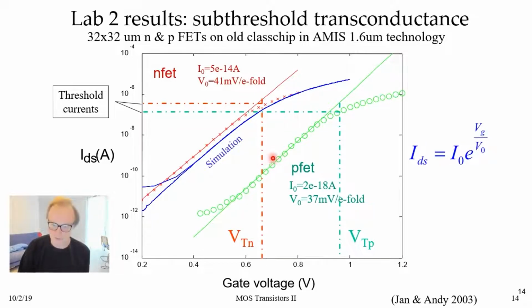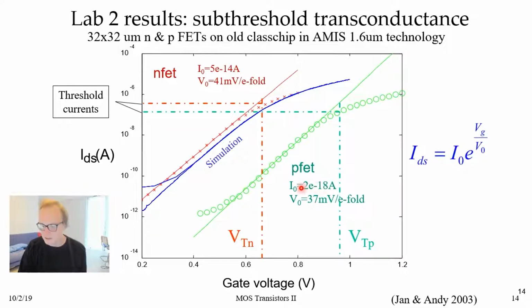You do the same thing for the PFET, and now the obvious thing that you observe is that the threshold voltage is much, much higher for these PFETs on this process. In other words, at the same gate voltage, the PFET makes a much, much smaller current, like 3 or 4 orders of magnitude smaller. And so the VTP is way over here, close to 1 volt. And that means that the I0 here is only 2 × 10⁻¹⁸ amps.